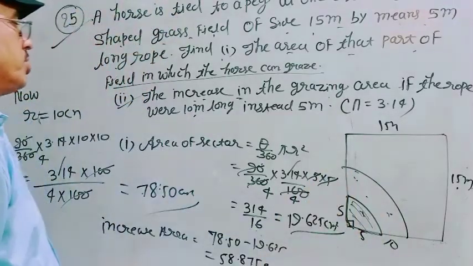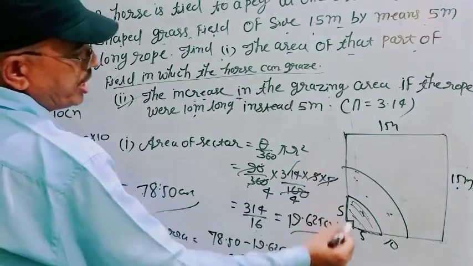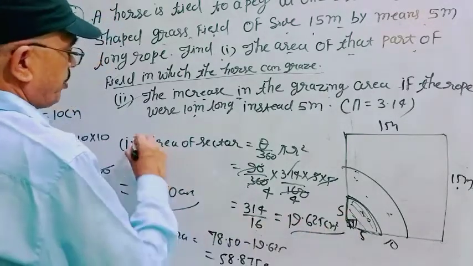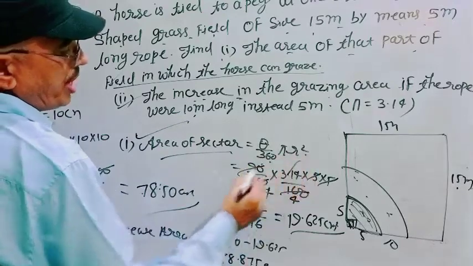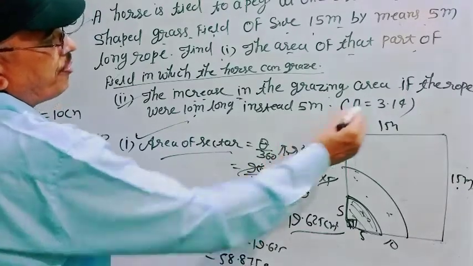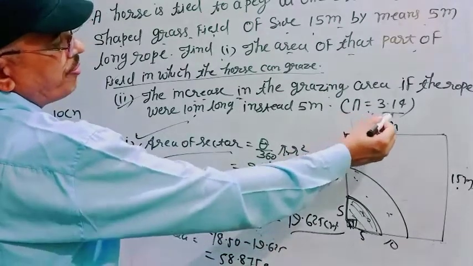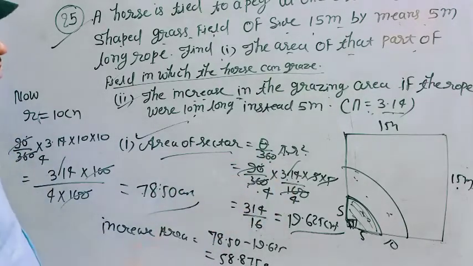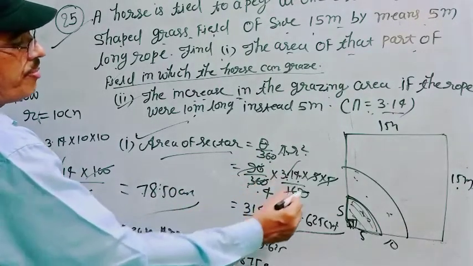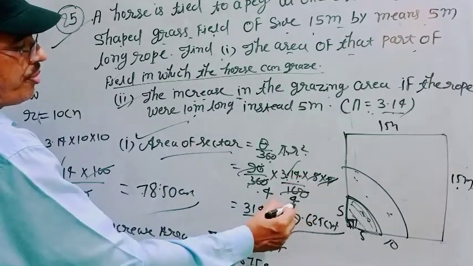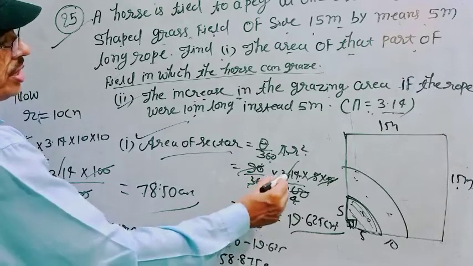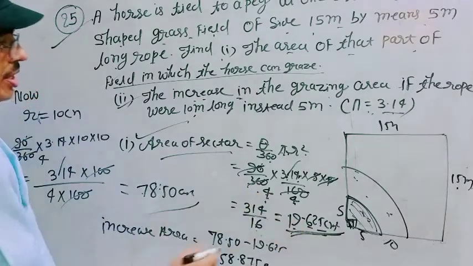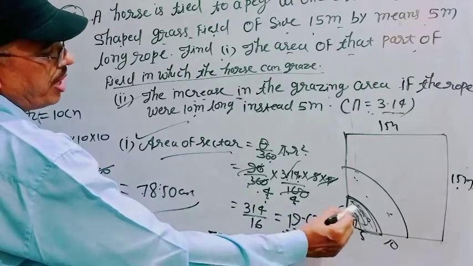So dear student, it is a square, that means it is clear the angle here is 90, that means theta is 90, and it is in the form of a sector. So what is the area of the sector? Theta by 360 pi r square, that is 90 by 360, the value of pi is 3.14. If the value of pi is given as 3.14, then it is compulsory that you take 3.14 in place of pi. So it is 3.14 into 25 by 4, that is 314 by 16, and it is equal to 19.625 cm square. So the area of this part is 19.625 cm square.